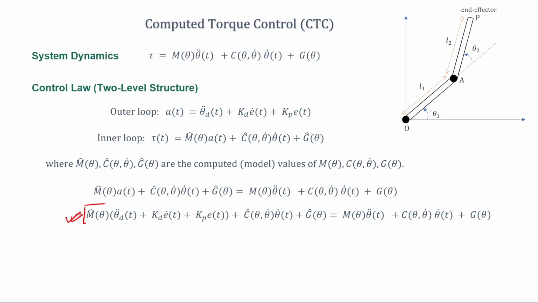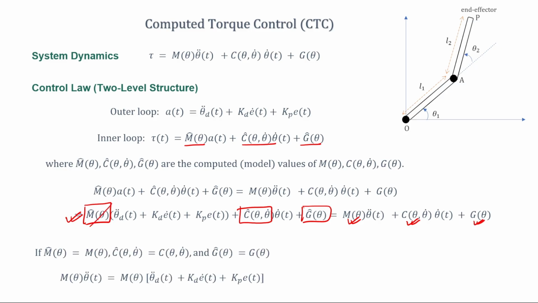Now if here M hat, C hat and g hat are exactly equal to M(theta), C(theta) and g(theta), then you see these terms will cancel each other out. At least some of the terms will cancel each other out. Let's see which are the terms which will cancel each other out. This term and this term cancels out, this term and this term cancels out, this term and this term also cancels out, and we are left with this.